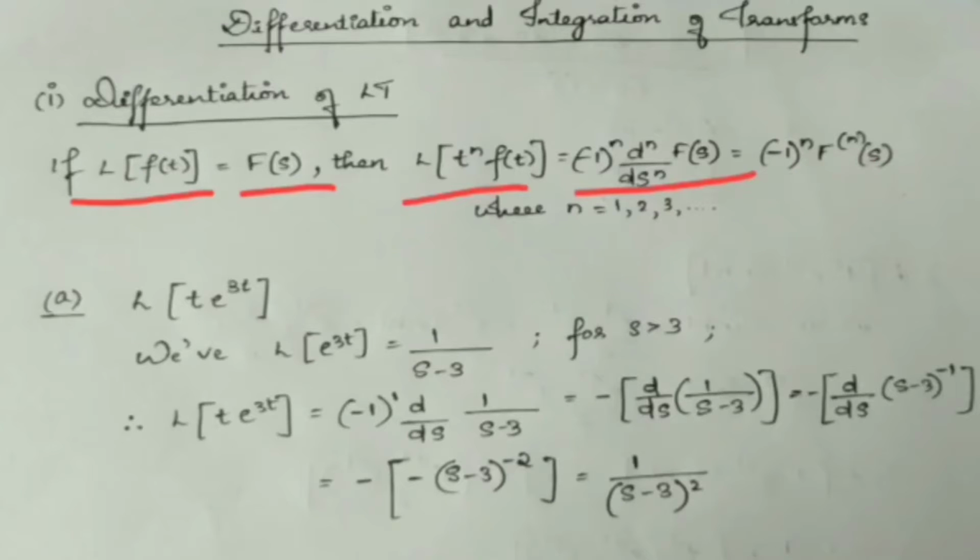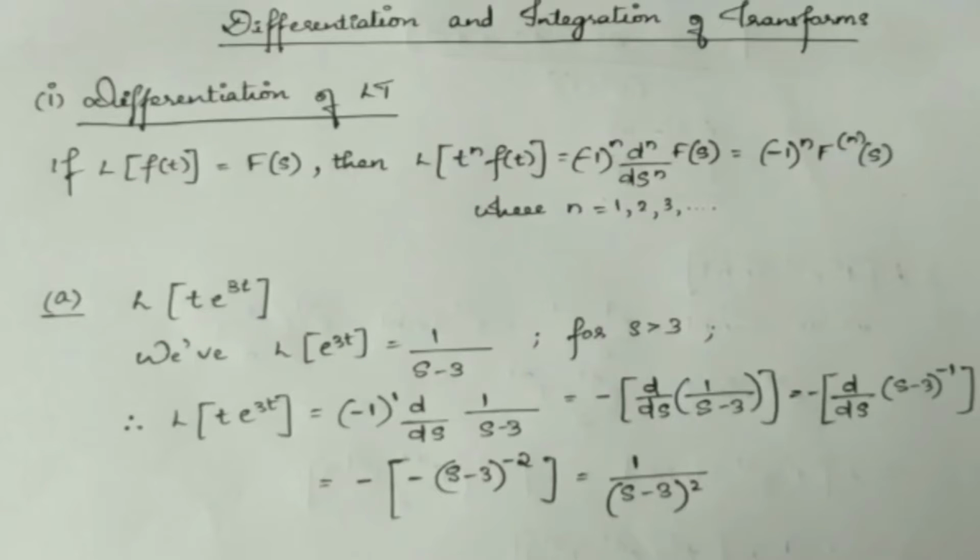Now let's solve a problem so that it will be clear to you. Here we have to find out the Laplace transform of t e raised to 3t. Now when we compare this with this, we find that f of t is equal to e raised to 3t and t raised to n is equal to t raised to 1. So n will be equal to 1.